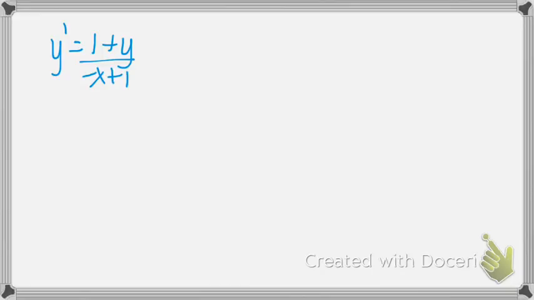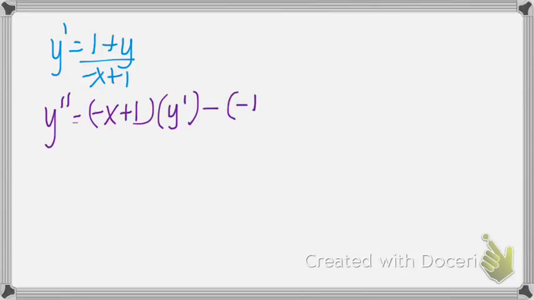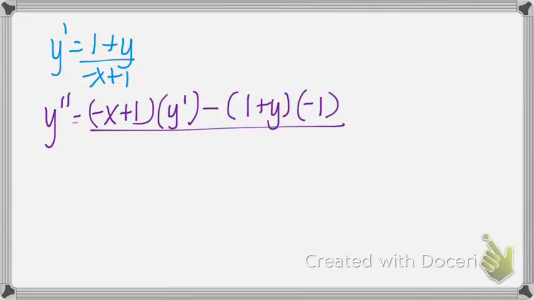Alright, so we're trying to find the second derivative. That means I'm going to have to do the quotient rule, because I'm trying to find the derivative of that. So I have the bottom times the derivative of the top. Alright, the derivative of 1 is 0. The derivative of y, I still use my y prime. And then minus the top times the derivative of the bottom over the bottom squared.